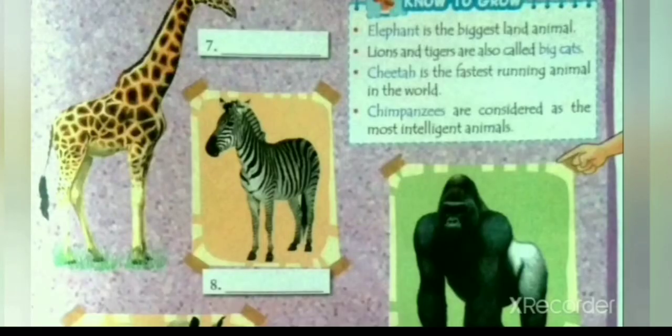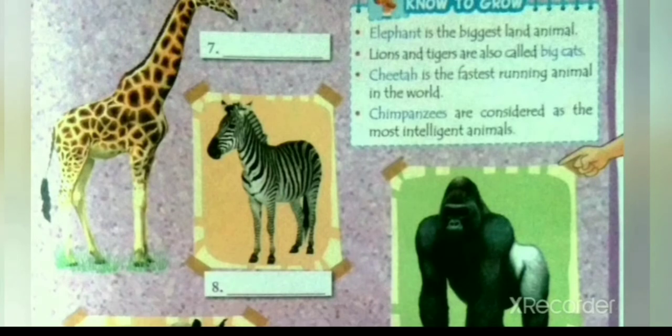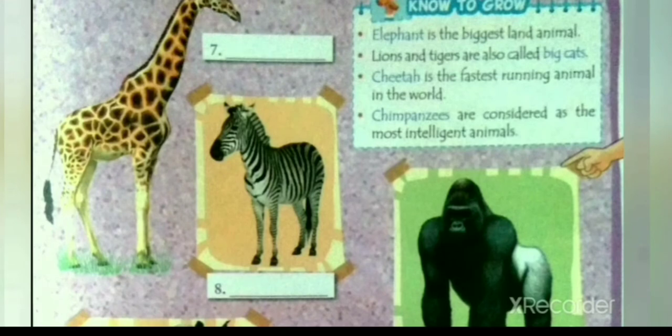In the seventh picture we can see it is giraffe. Giraffe is the tall animal. It has a long neck and eats leaves of big trees. It is herbivore, means who eats plants. They can run fast and they need only some water to drink. We will write in the space given number 7, giraffe.